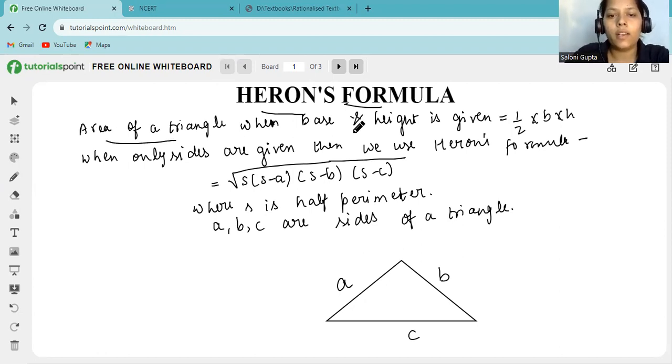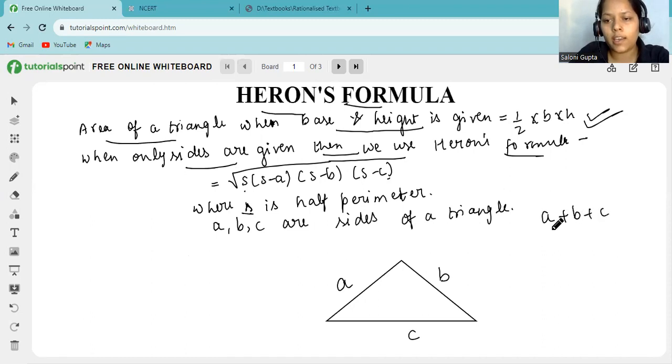When base and height are given, we use 1 upon 2 into base into height. And when only sides are given, we use Heron's formula, that is, square root of s into s minus a into s minus b into s minus c. Now, what is this s? S is the half perimeter, and you calculate it by adding all the sides and dividing by 2. And a, b, and c are the sides of the triangle. So let us do some questions based on this.